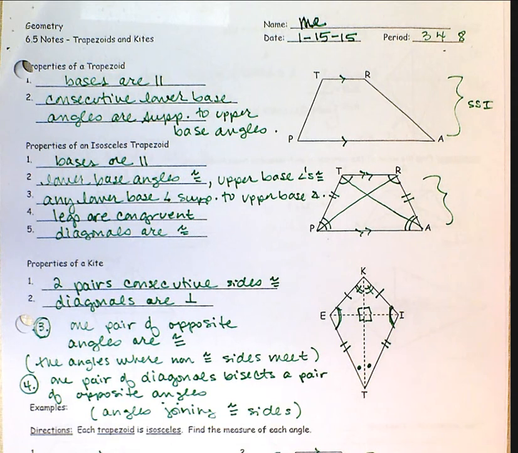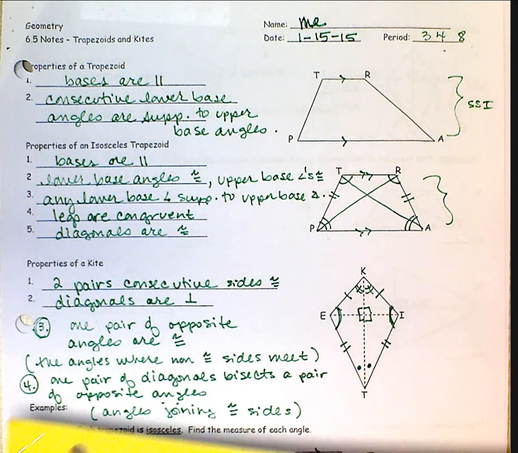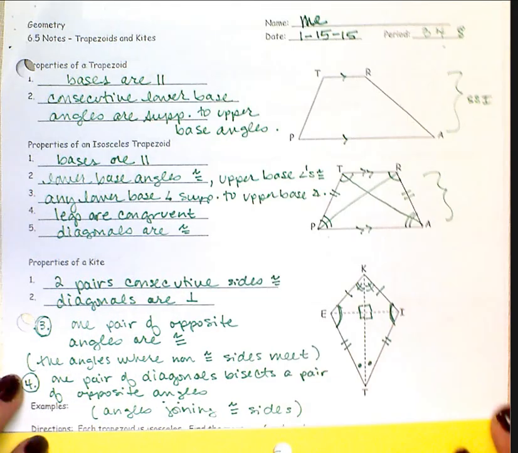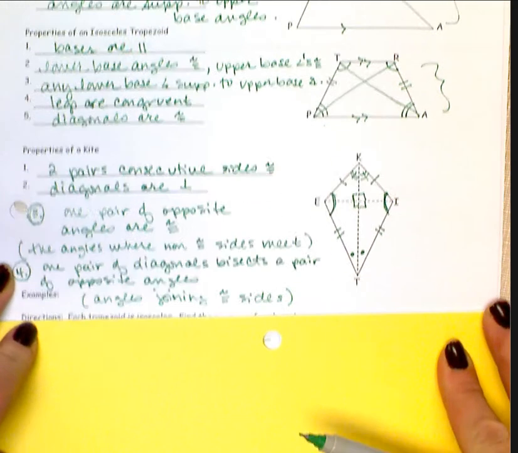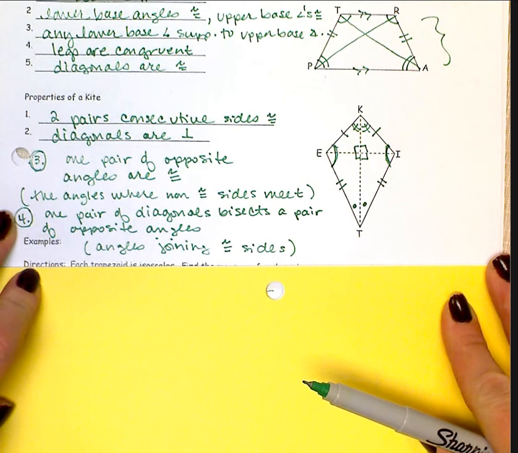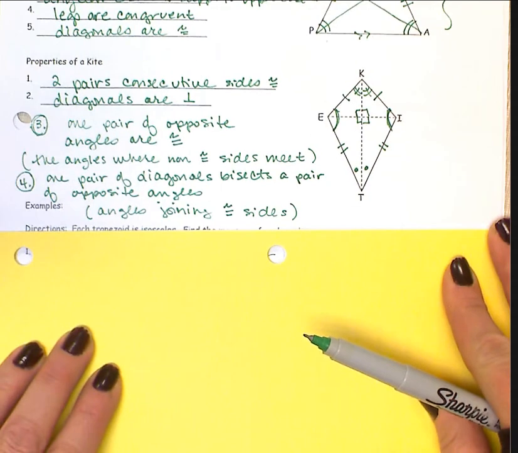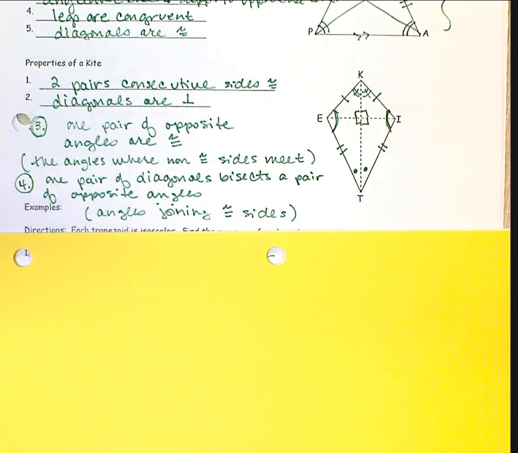Okay, now a kite is very unique. A kite has two pairs of consecutive sides congruent. Most of you have flown a kite, hopefully at some point in your careers. So the two pairs of consecutive sides are congruent. They're not all congruent to each other like a rhombus. These two are congruent, these two are congruent. Diagonals are perpendicular, however, similar to a rhombus.